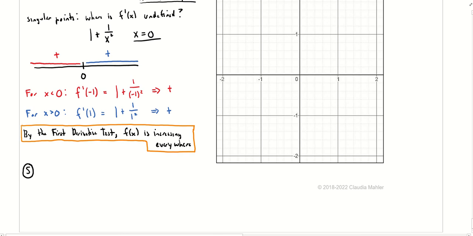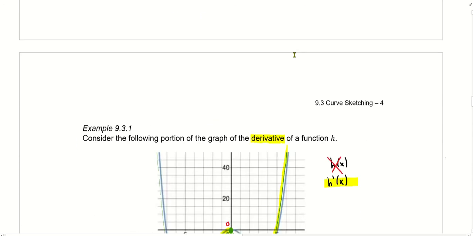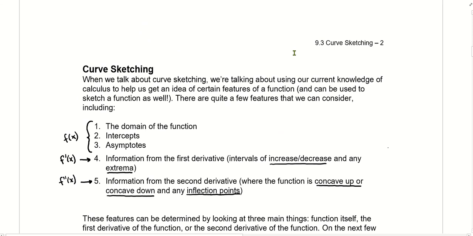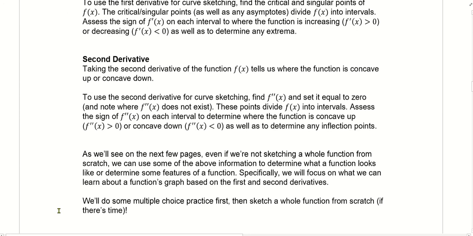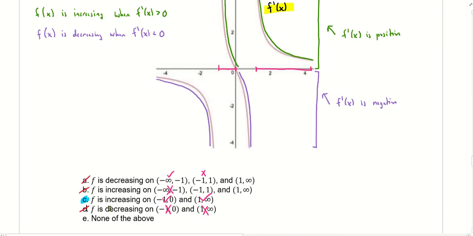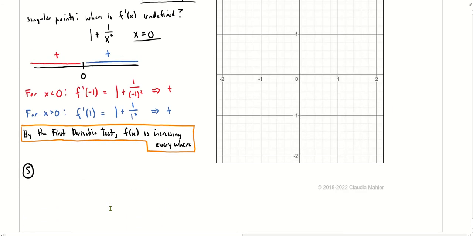The fifth and final piece of information is information we get from our second derivative. So we're finally to step 5 of this process. And now we're going to look at concavity and the location of inflection points for this graph. So specifically, we're going to look at taking our second derivative and then assessing the sign of the second derivative to determine concavity. So first thing I'm going to do is I'm going to find the second derivative.